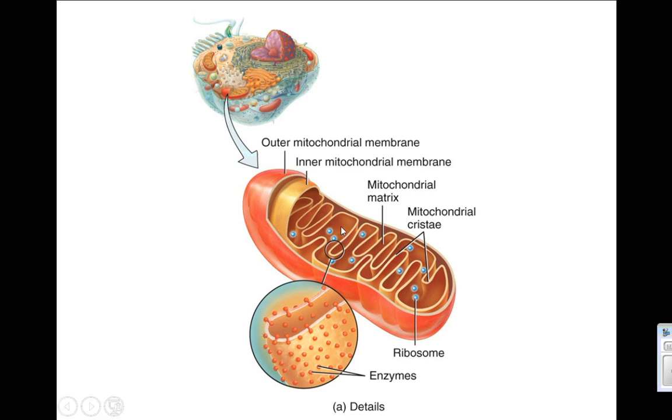Now inside of that is a fluid called the mitochondrial matrix, which is where the Krebs cycle or citric acid cycle takes place. If you never learned about that, we will talk about that towards the end of the semester. So we'll talk a lot about mitochondria later in the semester, and throughout the semester at various points as well.